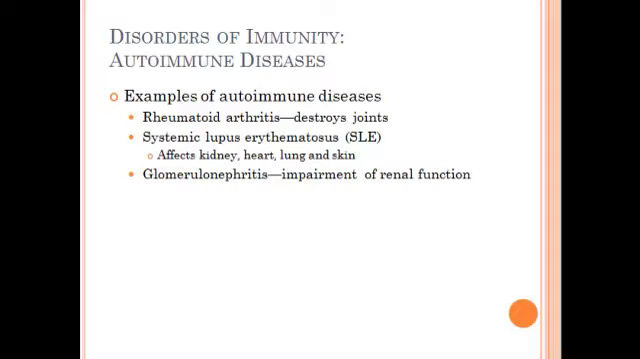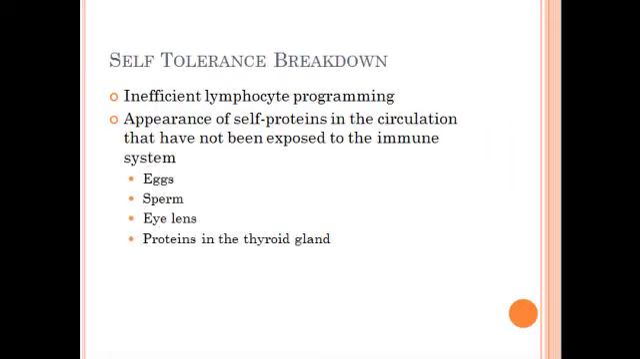And then glomerulonephritis, which is where your immune system is attacking your kidneys. So all these diseases are very sad because this is a breakdown of the immune system where you're attacking your own body cells. So of course the question is, what leads to these autoimmune diseases?